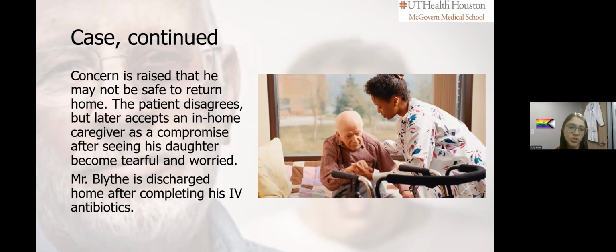Basically, Mr. Blythe gets treated for his conditions and starts improving. Turns out he did have a UTI. He's getting better now, but his daughter's really worried about the idea of him going back home based on how she found him. And so he compromises kind of grudgingly to have an in-home caregiver.